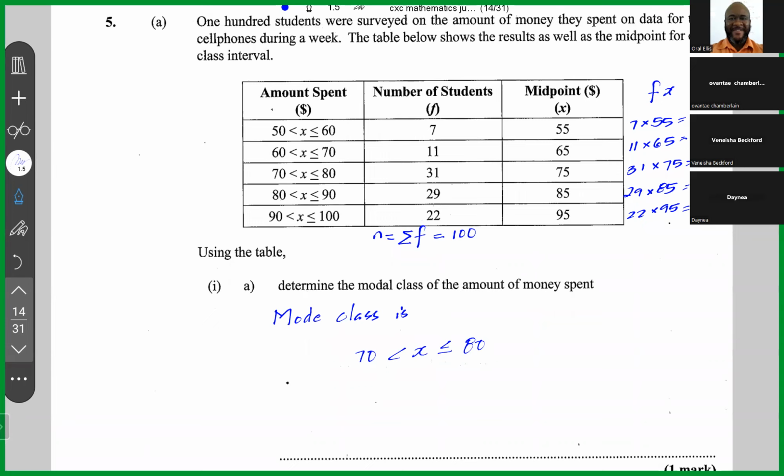All right, so these values are 385, 715, 2,325, 2,465, and 2,090, and the sum of fx is equal to 7,980.